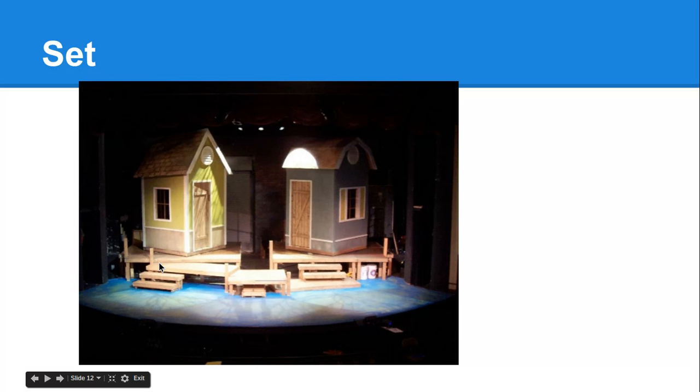Script is going to be what the actual dialogue of the play is on. It has your lines as well as any necessary stage directions. Next word is set. The set is going to be the things on stage that show you where it actually is. So it's any flats, platforms, backdrops, that kind of thing. The sets are used to indicate location.